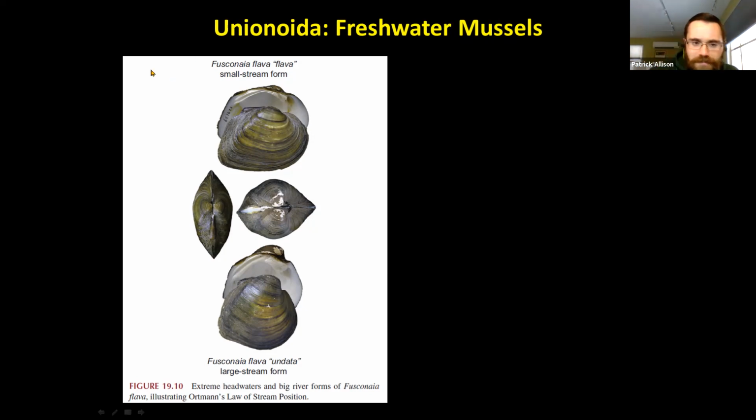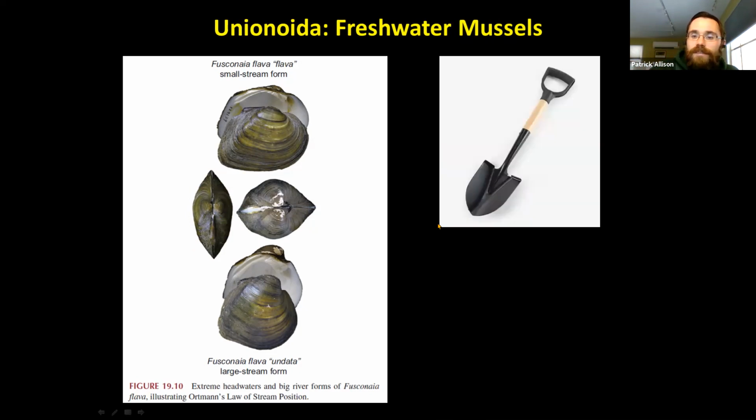That's a problem. Instead, you want to be kind of flattened out in shape and almost shaped like the head of a shovel. And the idea with that is, much like a shovel, you can end up digging down into the substrate so that you don't expose as much of your body to the water. So if water levels are dropping, you're able to stay submerged. So that's the idea with a smaller stream form of a mussel.